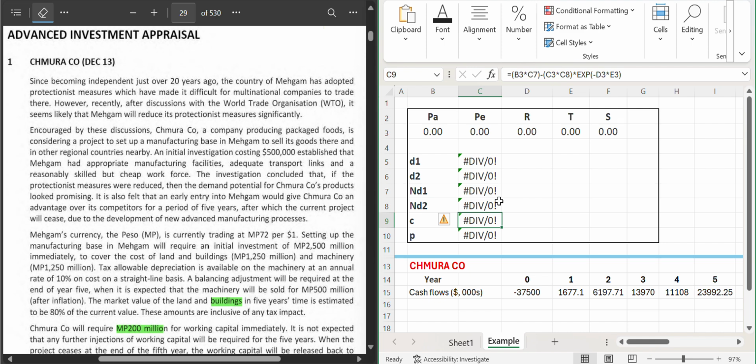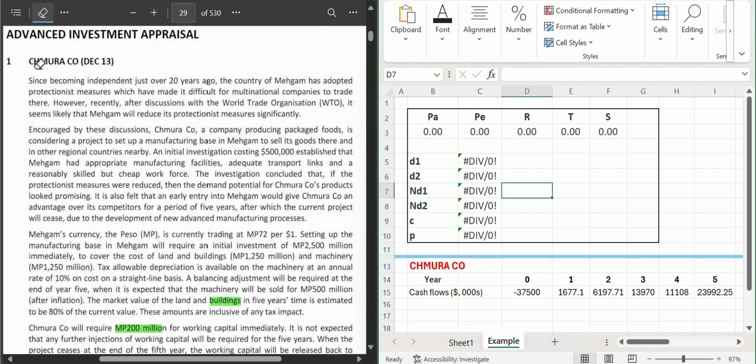So if it says evaluate the option to expand or option to delay, then in that case our answer will be call option. But if it says option to sell, then in that case our answer will be put option. Okay. So let's start with the example.